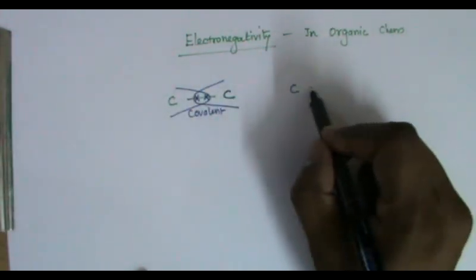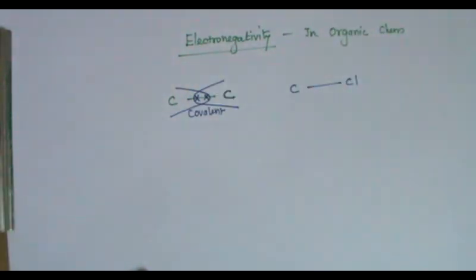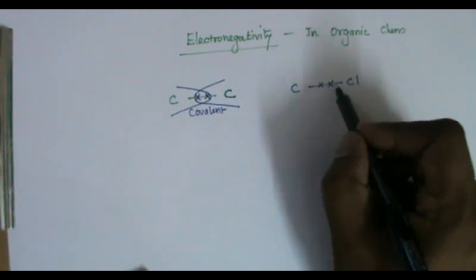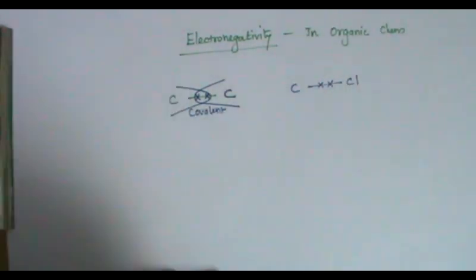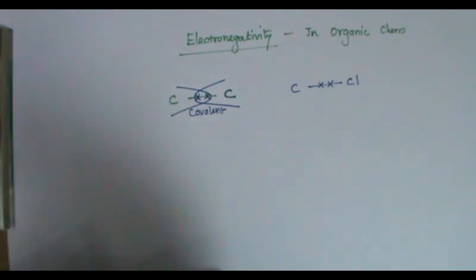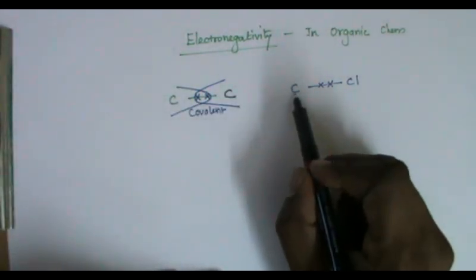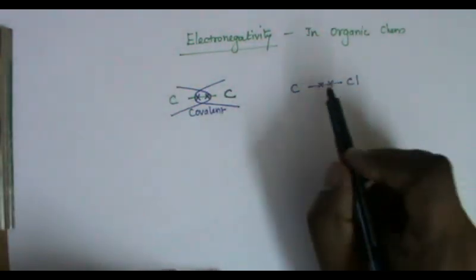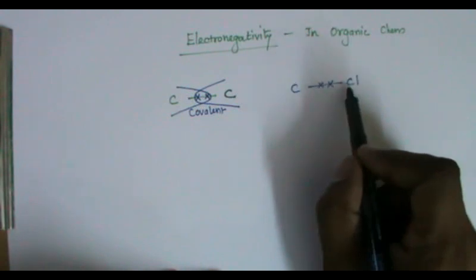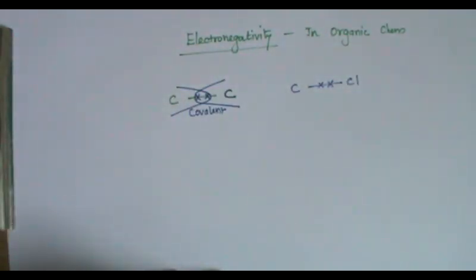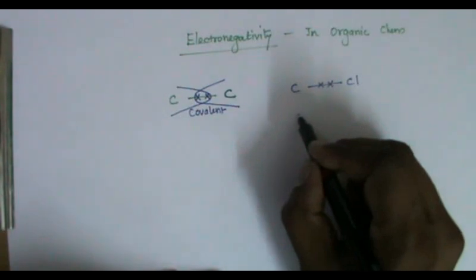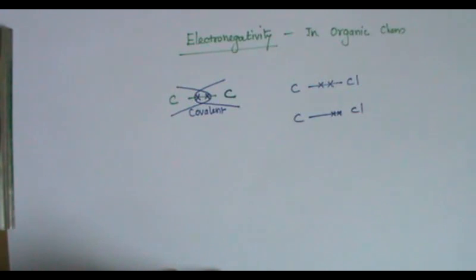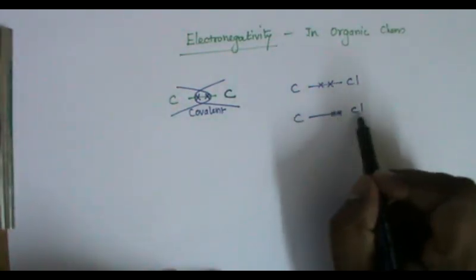I go for another bond, C-Cl. We have two electrons in the bond. It is a covalent bond. One electron is from carbon and another electron is from chlorine. Now the question is, will the electron lie in the middle between carbon and chlorine? No. It is polarized like this. It is far away from carbon, close to chlorine.